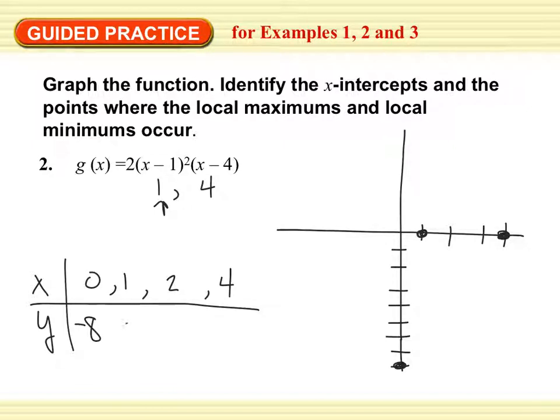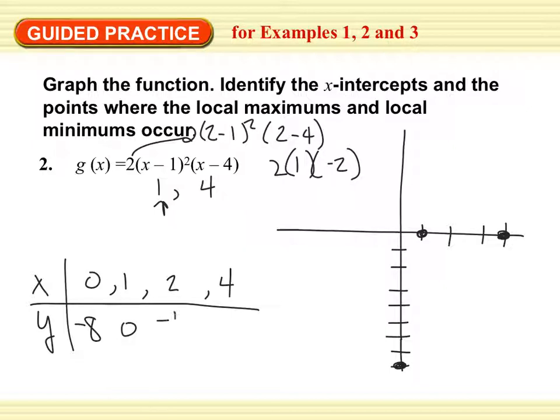Plug in a 1, that's my 0, 2. So 2 minus 1 squared, 2 minus 4 times 2 out front. 1 times -2, -4. And then 4 was a 0. I did forget I need a value after the 4 too, right? So let's put in a 5 and see what happens.